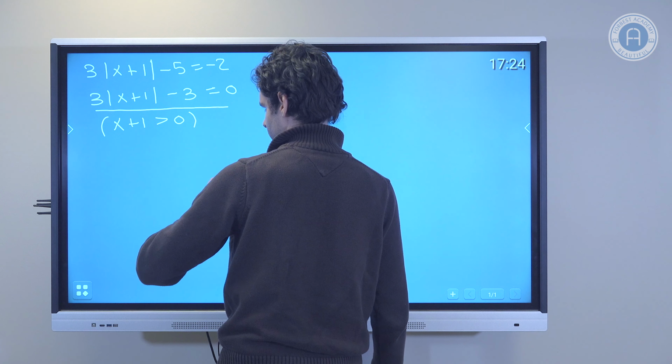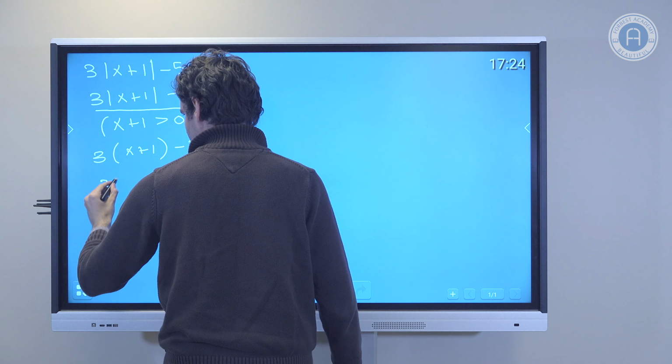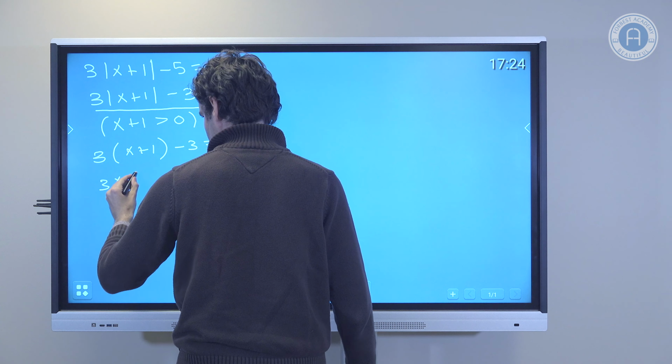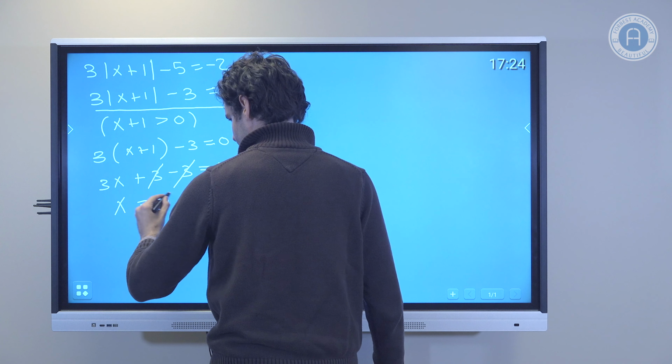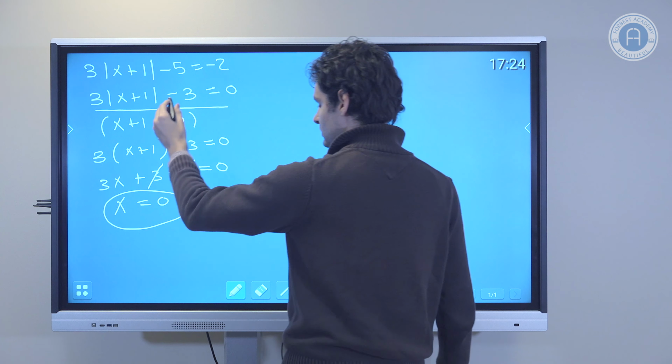So then we have 3 multiply x plus 1 minus 3 equals 0. Expanding this bracket, we have 3x plus 3 minus 3 equals 0. So the 3 goes away and we have 3x equals 0, which means that x equals 0. So that's a solution to this equation, but it's not listed in the answers.